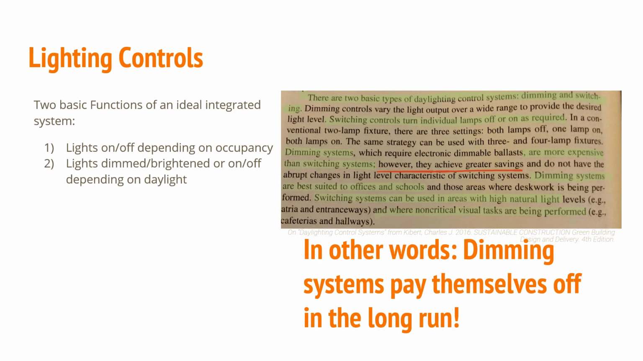From there, we also want lighting controls. There's 2 basic functions of an ideal integrated system: lights on/off depending on occupancy, and lights dimmed or brightened or on/off depending on daylight.